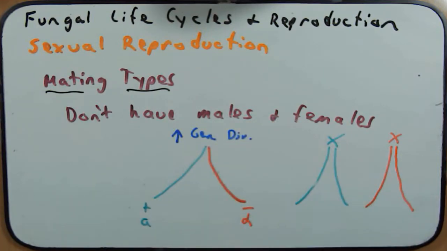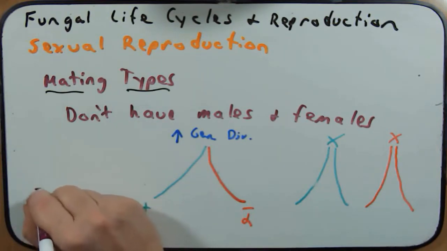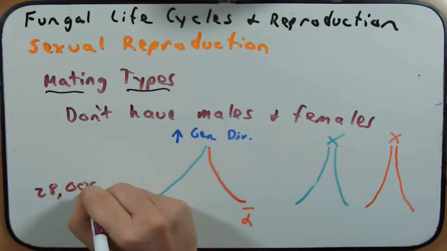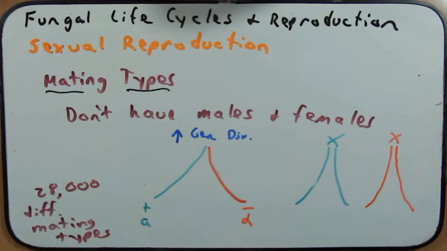Now, an interesting thing about fungi is that these mating types sometimes exist as 2 different mating types. But more often than not, they may exist in many different kinds of mating types within the same species. One particular fungus is thought to have about 28,000 different mating types. Now that's an extreme. They don't all have that many, but that's just to give you an idea that the number and variety of mating types in some cases can be as different as the number and different types of alleles that are present in the different individuals within a species of fungus.